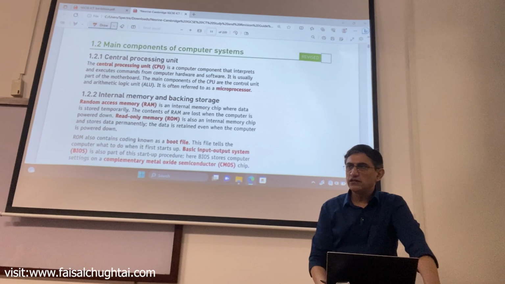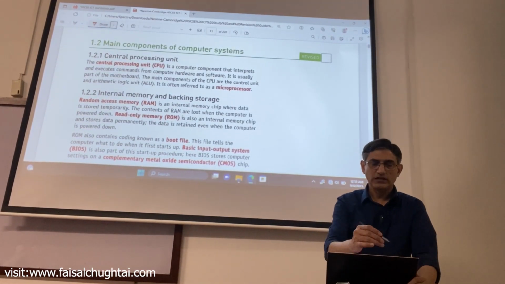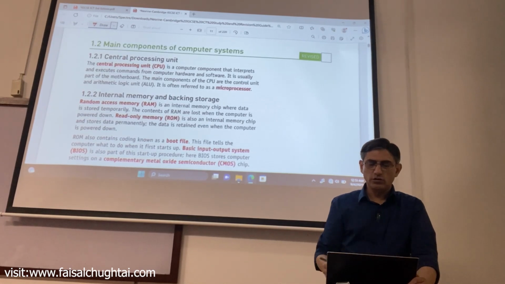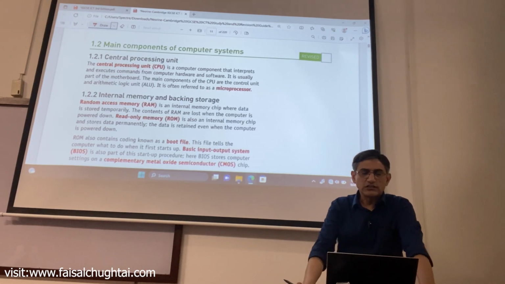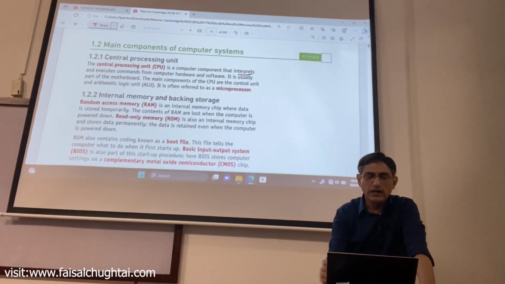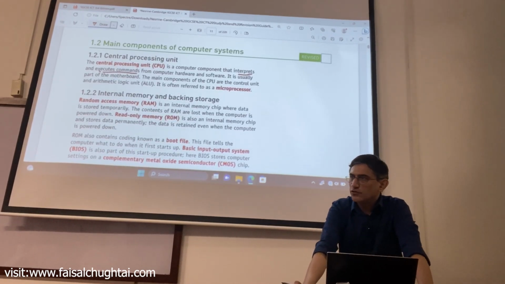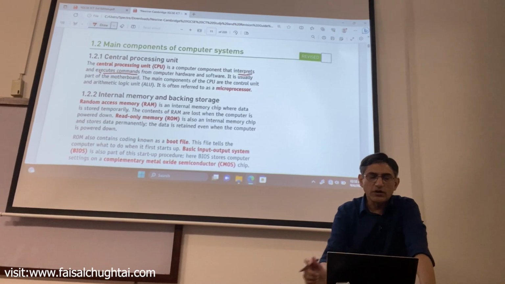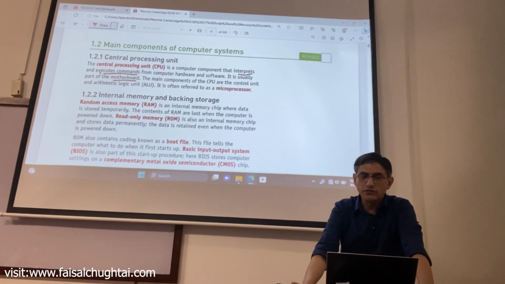See, there is an entire discussion on the central processing unit later on in the chapter. So if I go by what's written here, it says the central processing unit is a computer component that interprets and executes commands from computer hardware and software. It is usually part of the motherboard.